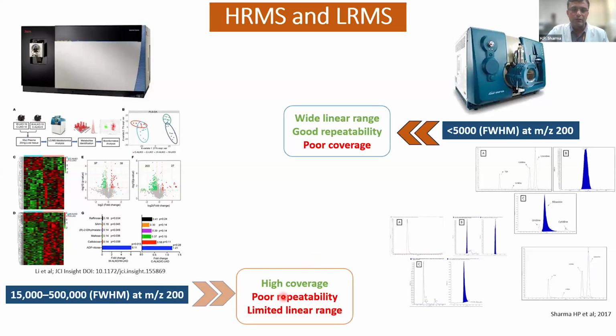Also, there is a limit on the linear range. There are instruments which come with quite a good linear range, but there is no match with the LRMS type of instrument, which has a wide linear range and good repeatability, but the coverage is poor because, as I told you, they come with unit mass resolution because of the quadrupole arrangement.